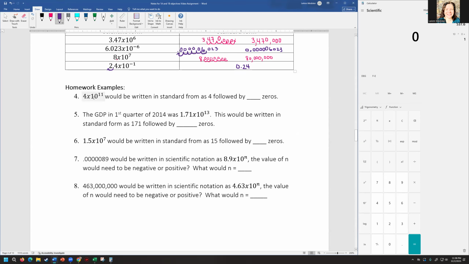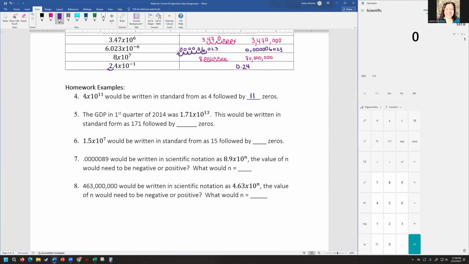Okay. Now, some other questions you might see in your homework. These are just explaining some of the things we've learned. If you've got your 4 and it's got a positive exponent on the 10, you're going to be moving this 11 places to the right. Well, since the 4 is the whole number and it's the end, we're going to move all 11 places and put zeros in for all those. So it will be followed by 11 zeros.